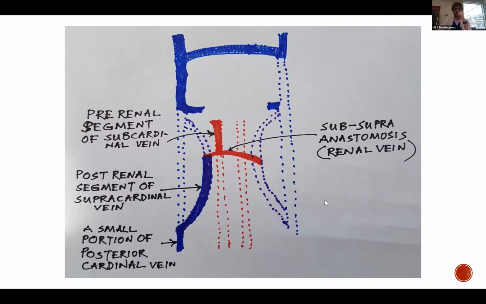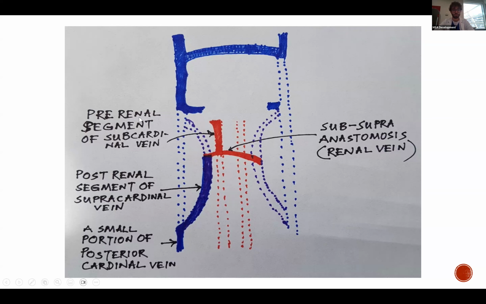Okay, let's talk about how the inferior vena cava comes, because we know how the superior vena cava comes. But what about the inferior vena cava? It comes from four different segments, which I want you guys to know and remember. Something easy: anastomosis between the sub and suprarenal veins. It's just anastomosis of certain vessels. Then we have a small portion of the posterior cardinal vein. Do you guys remember we have anterior cardinal? Then what is the use of the posterior cardinal? It gives us the inferior vena cava. Then we have a prerenal segment and a postrenal segment.